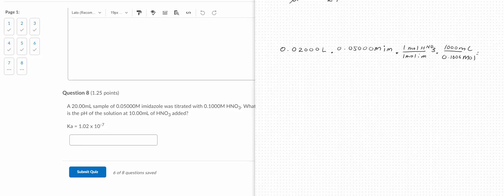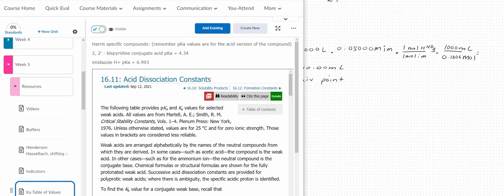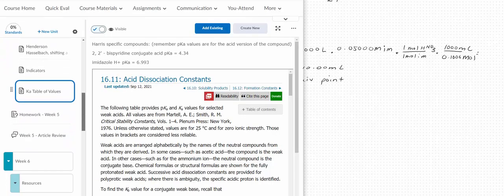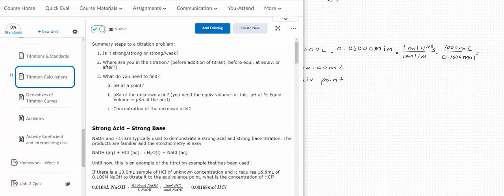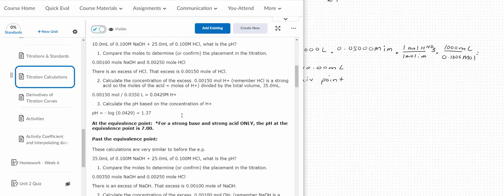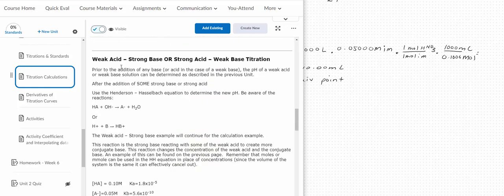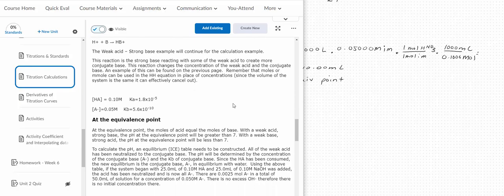Are we at the equivalence point? 0.02 times 0.05 times 1,000 divided by 0.1. Well, the equivalence volume is 10.00 milliliters, so we are at the equivalence point. Now, if you don't remember how to calculate with the equivalence point, part of what I wanted to do here is to show you how to find these things. So come over here to titration calculations. We're looking for strong and weak. So that was strong, weak acid and strong base, or strong acid and weak base. And that's what we're looking at.